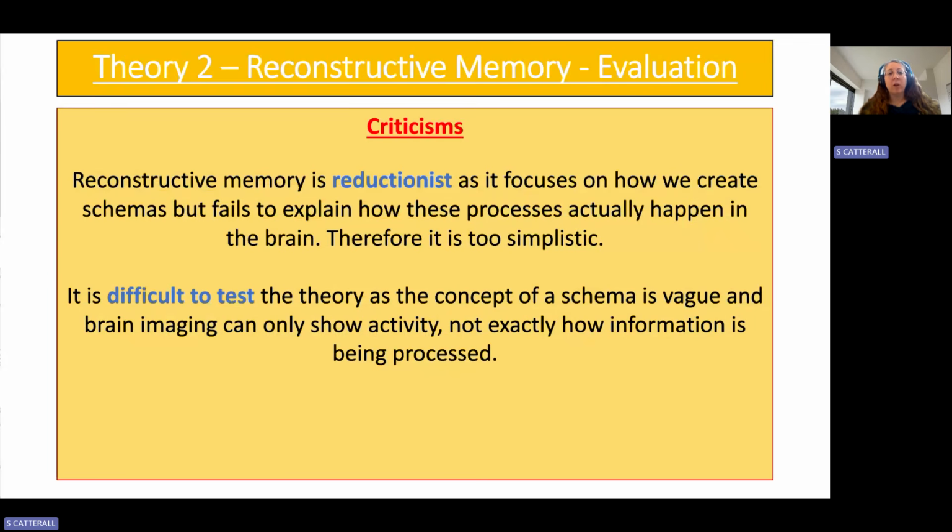Now, some criticisms of this theory are that it's very reductionist. It focuses on schemas as the reason we reconstruct memories and confabulate, but it doesn't actually tell us how that happens. So it's very simplistic and therefore might not be very valid. It's also difficult to test. We know a schema exists according to this theory, but when we put people in a brain imaging scanner, we can't see them and we don't exactly know how they work and how they're processed. So again, it might not be very valid for that reason.